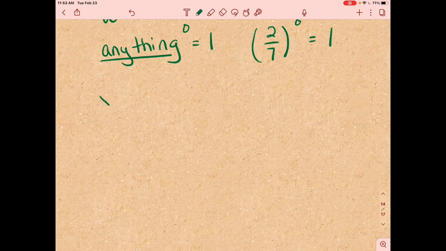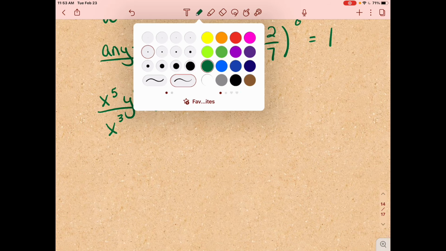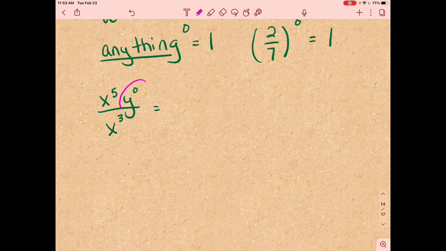All right, so we might run into something like this. X to the 5th, y to the 0 over x to the 3rd. And the part of this that says y to the 0 is just going to be a 1. So we can just sort of ignore that actually, and we will be doing the x to the 5 minus 3, or x squared, which is how many x's are left on the top after we cancel the 3 that are on the bottom.